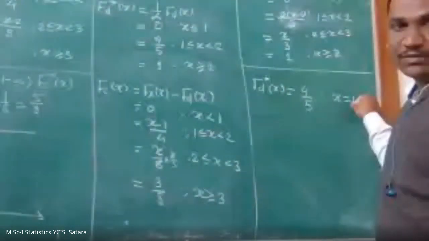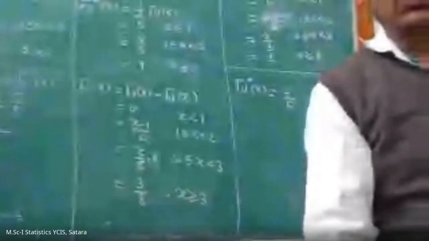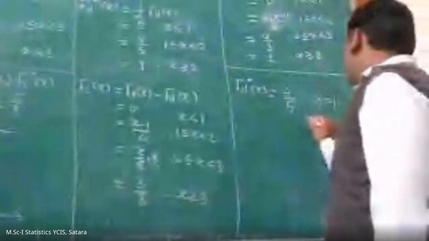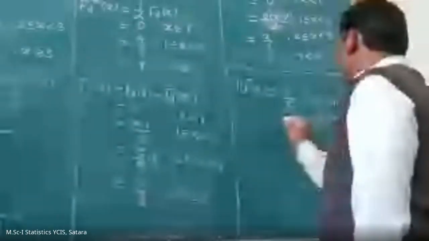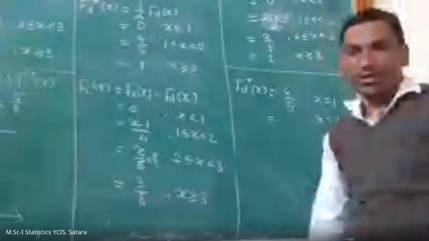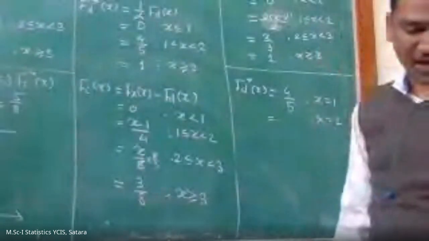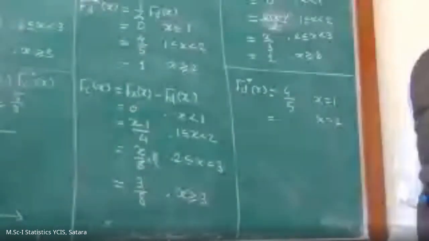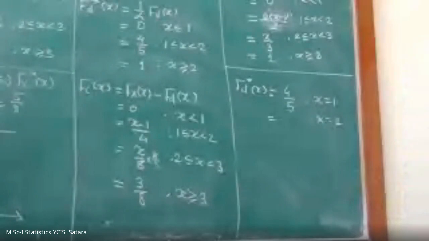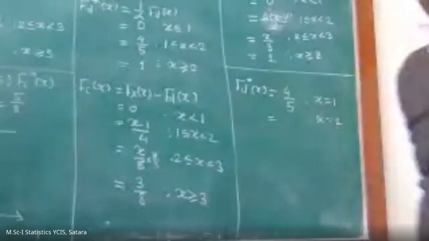For x is equal to 1 साठी, x is equal to 2 साठी व्हॅल्यू काय येईल? 1 1 आहे. हा, किती येईल x is equal to 2 साठी?